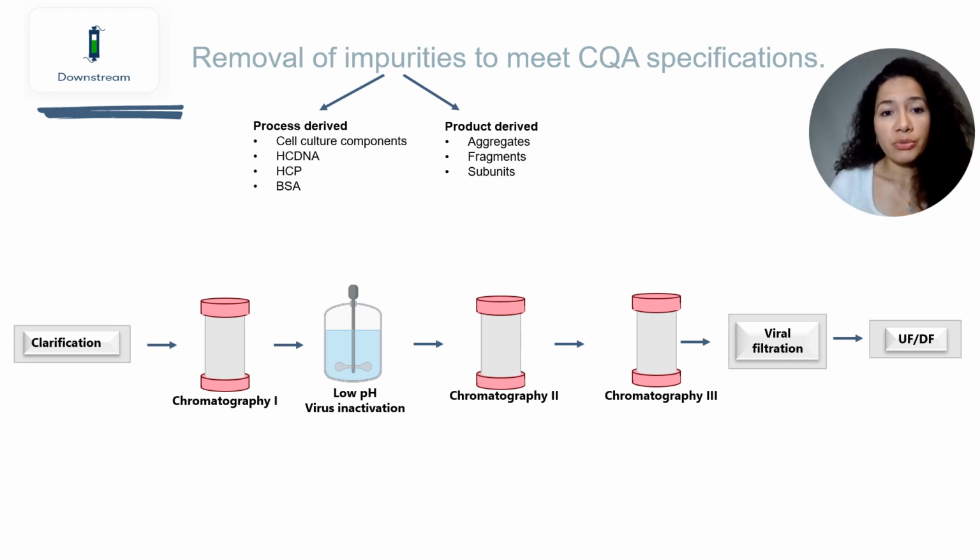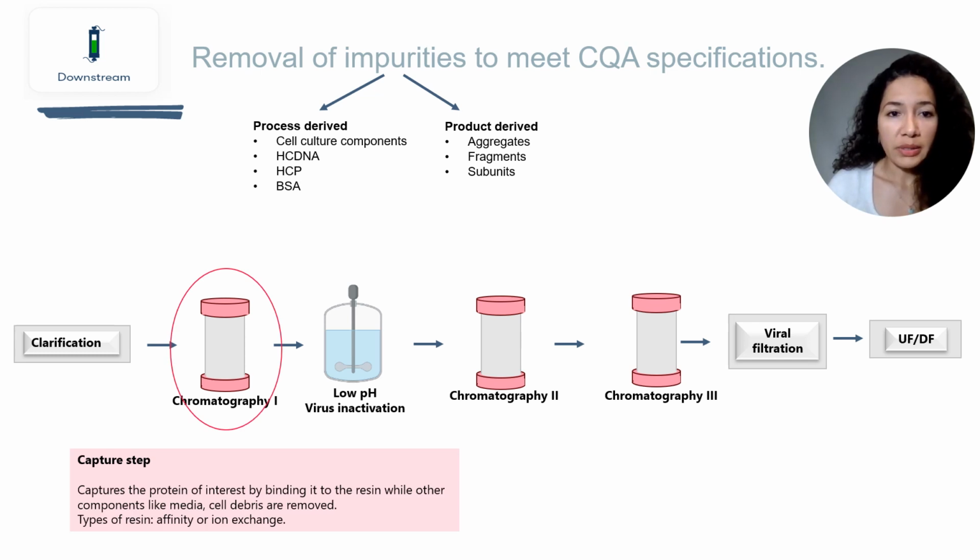In order to remove those impurities, a downstream process combines various unit operations and typically requires more than one chromatography step. The first one often is a capture step, in which the target protein binds to the resin while the other components are washed out. The most common resins used in this step are affinity and ion exchange.